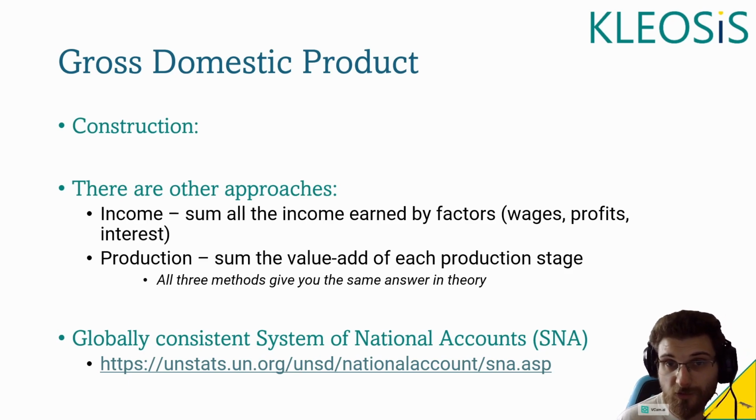So if you think back to our last module where we talked about stages of production, that's what I was referring to. And here the statistical agency will calculate the value add of each stage, and then we'll sum all of those and that will give us an estimate of the GDP as well. And theoretically, all three of these measures, the expenditure, income, and production approach, should be equal.